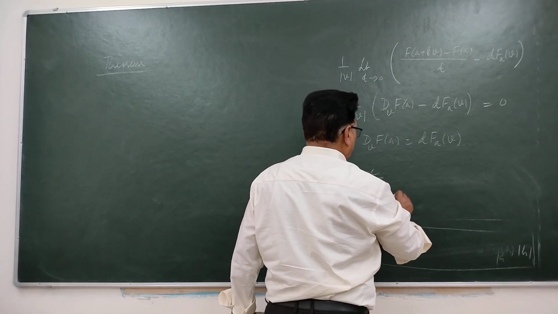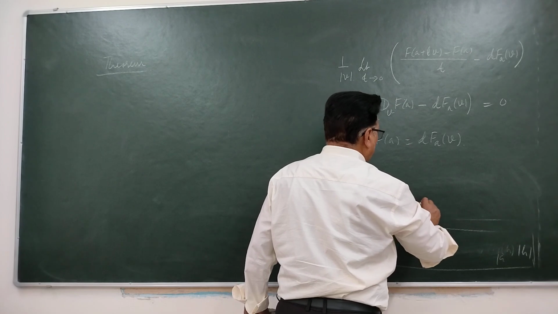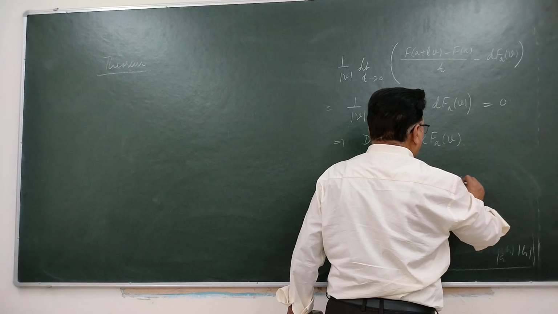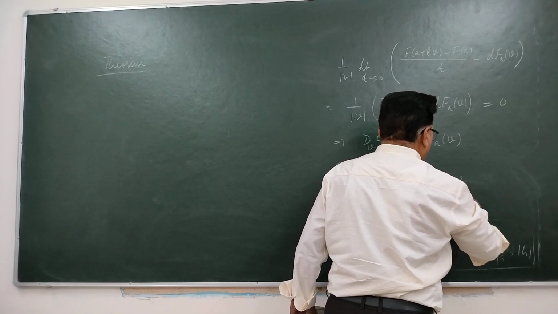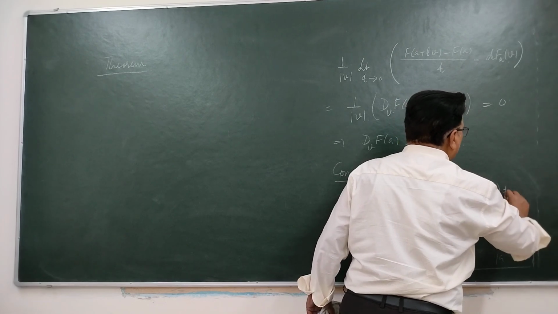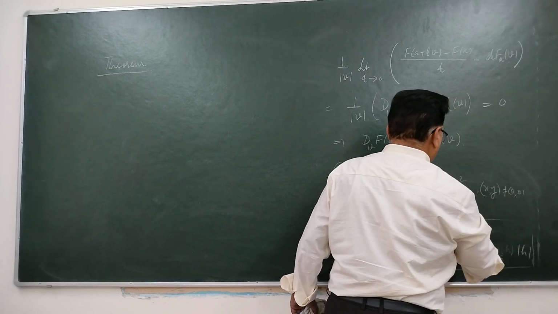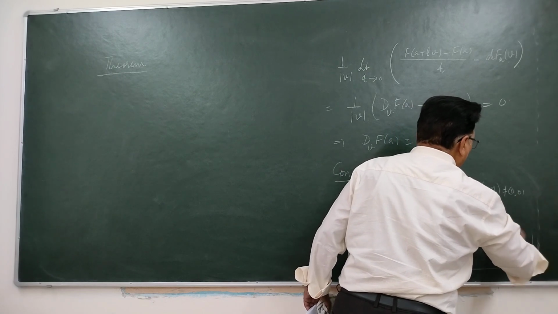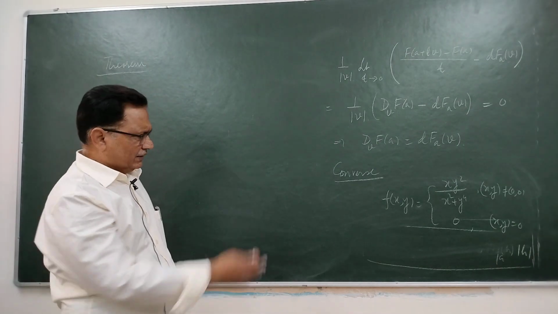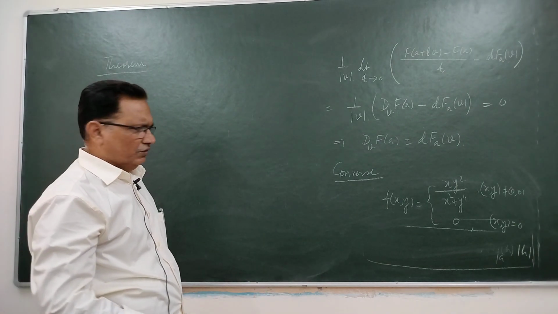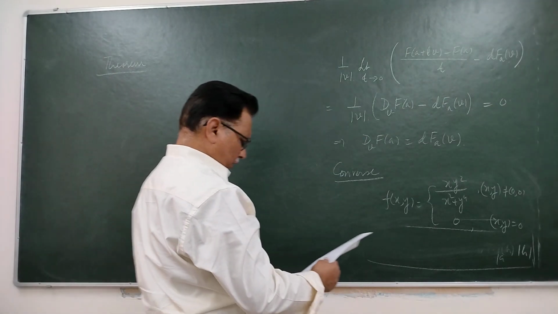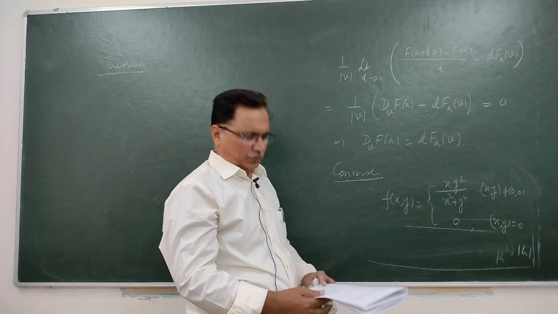There is a famous example of a function of two variables. It is xy squared upon x squared plus y to the power 4 when (x,y) is non-zero, and 0 when (x,y) is zero. You can see that the directional derivative in all directions exists, but the function is not continuous, let alone differentiable.